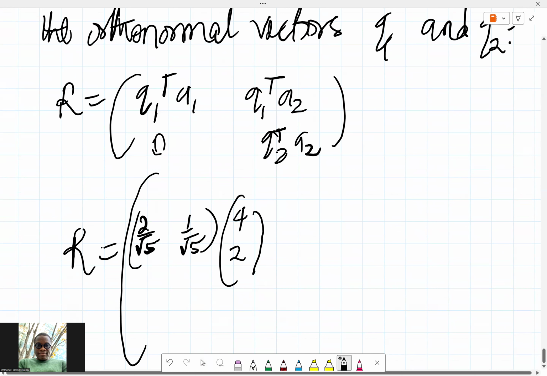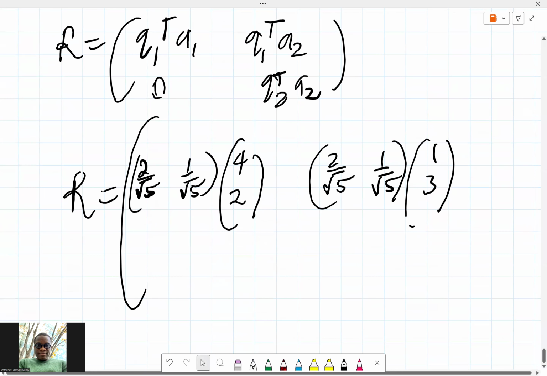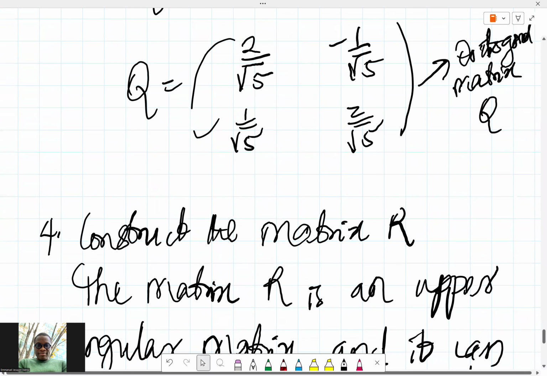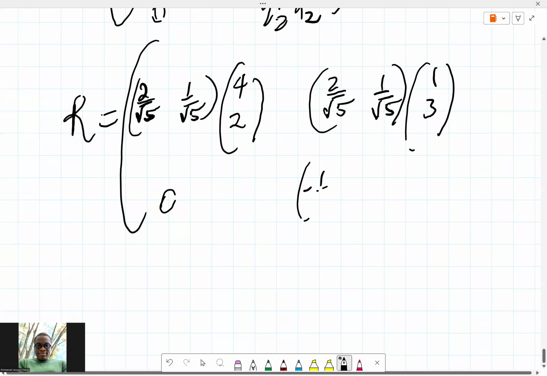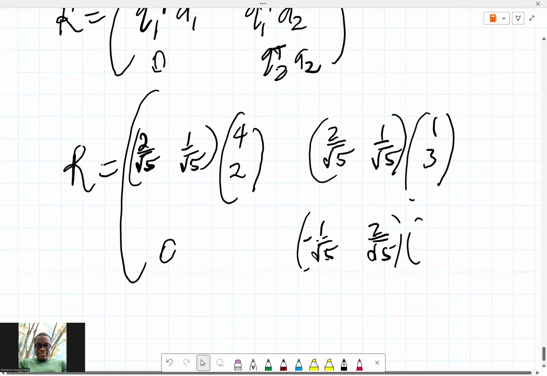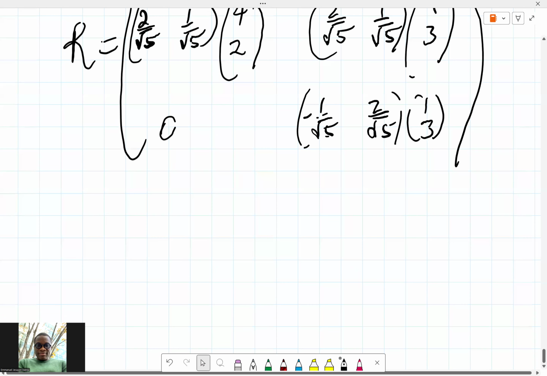Then Q1 transpose again, that's 2 over root 5, 1 over root 5. We have transposed it, that's why it's like this. A2 is 1, 3, as you remember. So this is 0 here, easy. Then Q2 transpose, what is Q2? Q2 is minus 1 over root 5, 2 over root 5, multiplied by A2. A2 again is 1, 3. So this is the kind of thing we have.